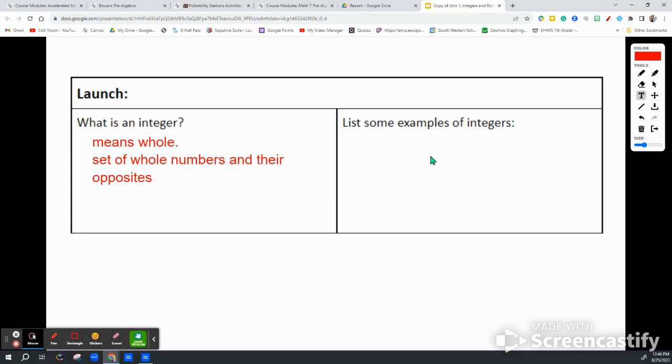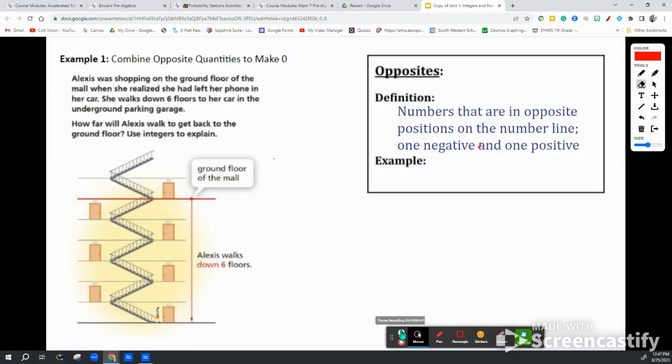Some examples of integers are 0. 0 is an integer because it is a whole number. A number like 4 or 19, those are all integers because they're whole numbers, but also the opposites of whole numbers like -10, -75. So as long as it is a whole number or its opposite, it is an integer. So since integers are whole numbers and their opposites, it's important for us to know what the word opposite means.